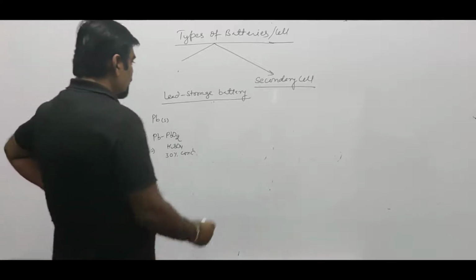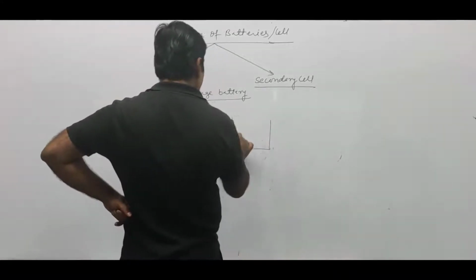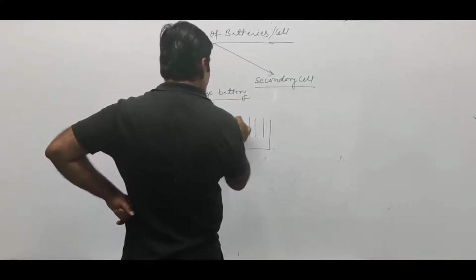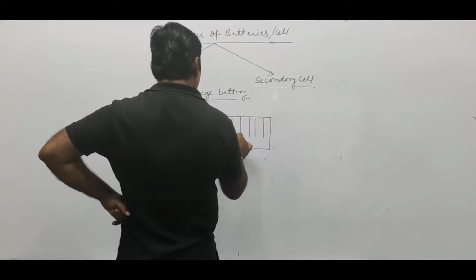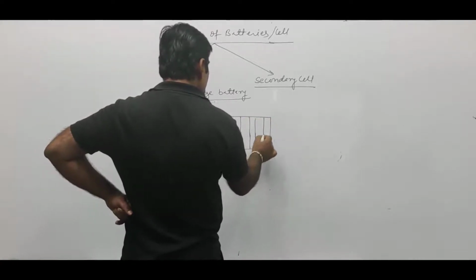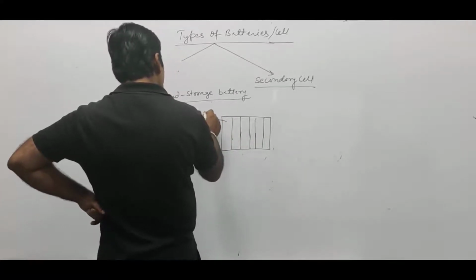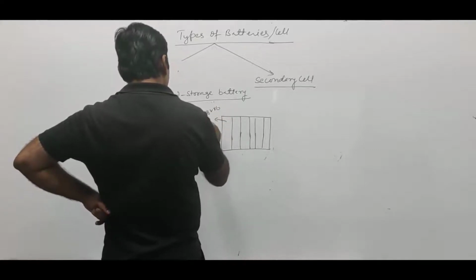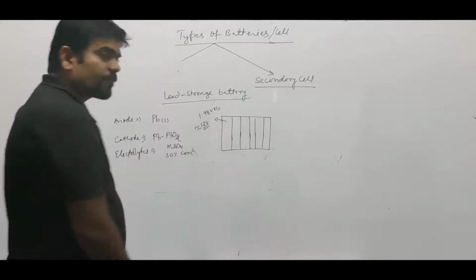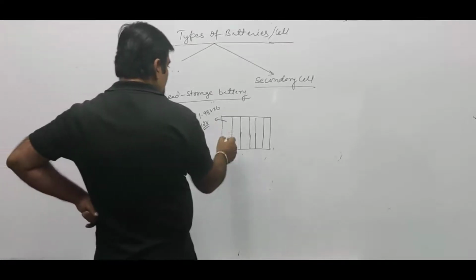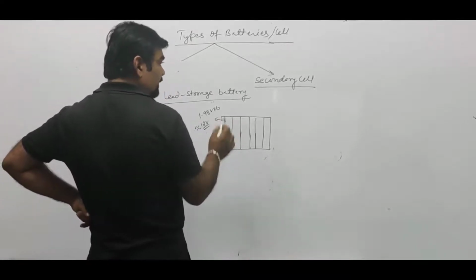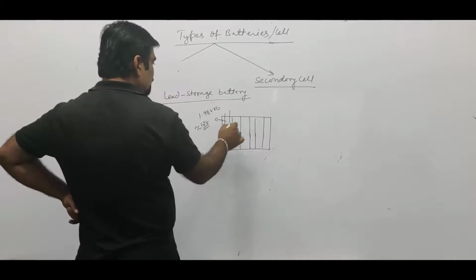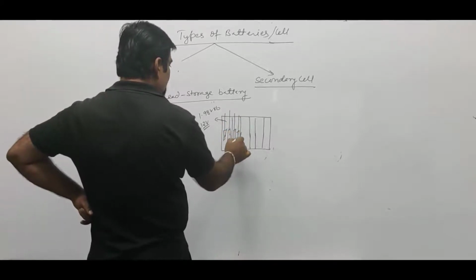In this lead storage battery there are 6 chambers. 1, 2, 3, 4, 5, 6. There are 6 chambers in the lead storage battery. Each chamber will produce around 1.98 volt. 6 chambers will produce, multiplied by 6, approximately 12 volt. In this case, each chamber has a cathode and anode like that, anode, cathode. 6 plates are there.